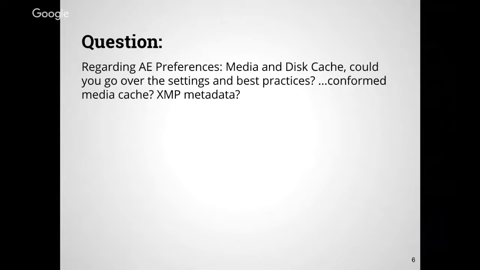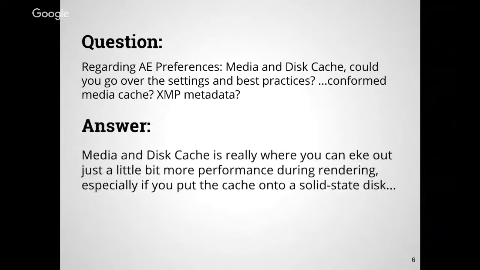Regarding After Effects preferences, media and disk cache, could you go over the settings, best practices, conformed media cache, XMP metadata? Okay, I'll talk a little bit about this. Media and disk cache is really where you can notch out just a little bit more performance out of your rendering, because if you point your media and disk cache at a very high performance solid state disk, then the intermediate files that After Effects needs to generate while it's rendering will go just that little bit faster than if you point it at a mechanical disk with spinning platters. That's inherently slower, so you'll see some performance improvement there.